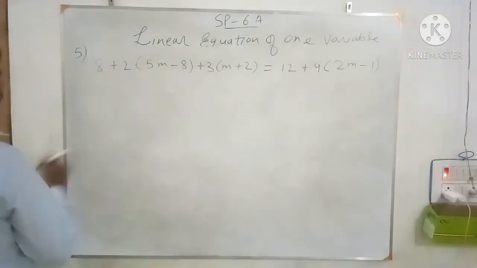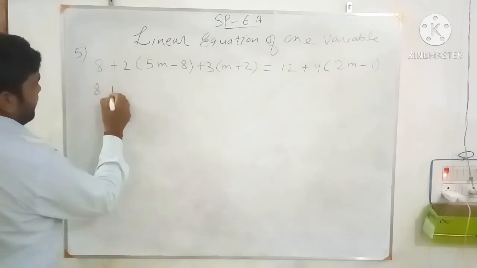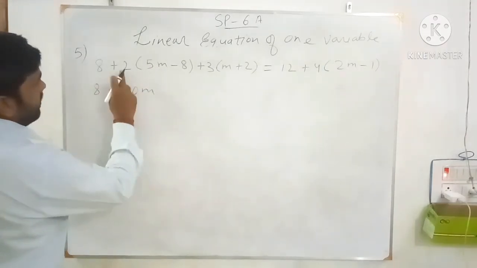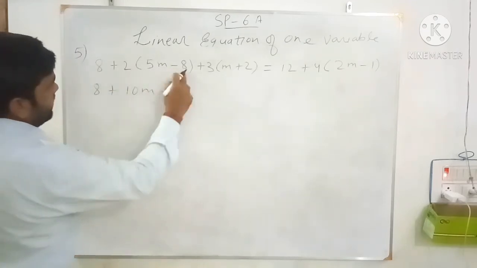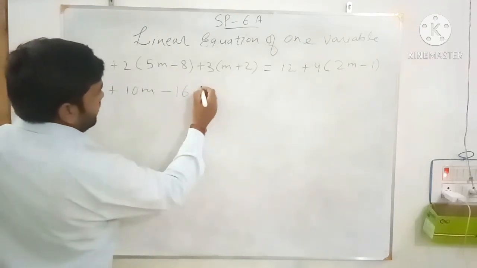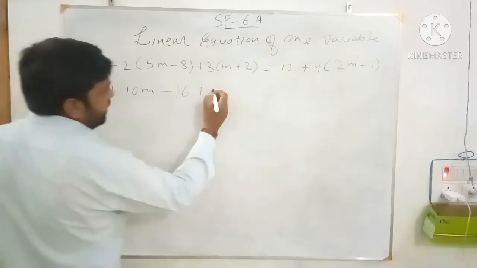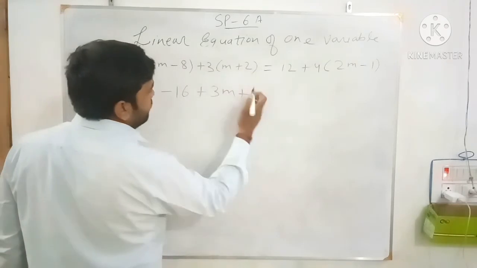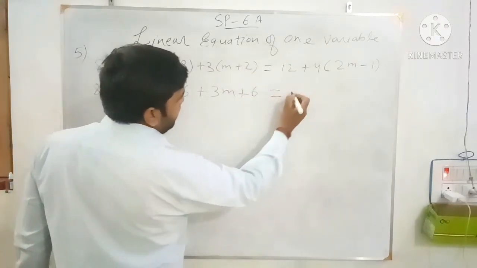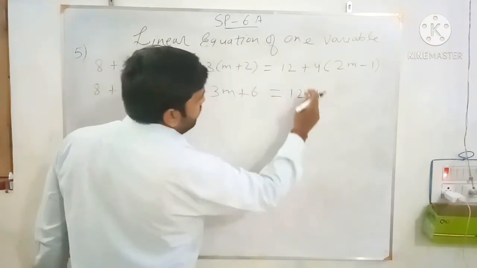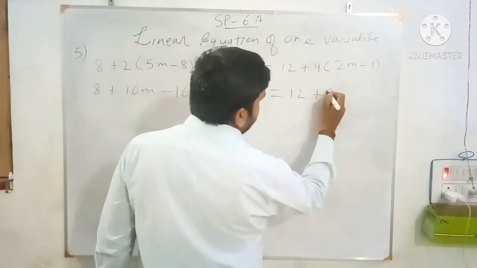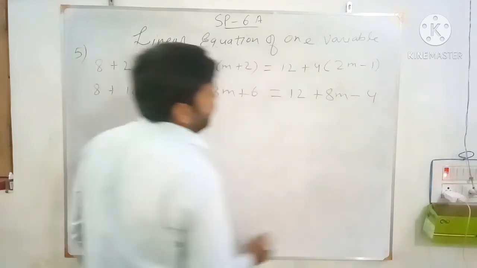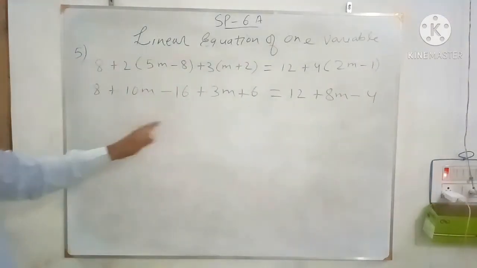Now see how we do. 8, 2 5s are 10m, plus minus minus, 2 8s are 16. Now plus 3 into m, 3m, plus plus plus, and 3 2s are 6. Here 12. Now plus plus plus, 4 2s are 8m, plus minus minus, 4 1s are 4. Now see, I have opened all the brackets.